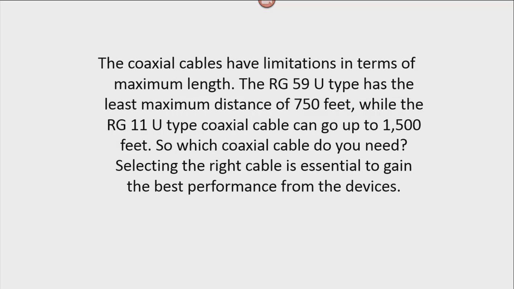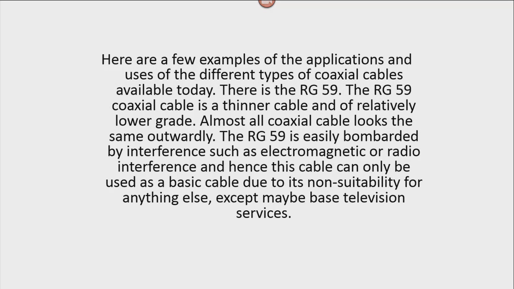The coax cables have limitations in terms of maximum length. The RG59U type has the least maximum distance of 750 feet, while the RG11U type coax cable can go up to 1,500 feet. So which coax cable do you need? Selecting the right cable is essential to gain the best performance from the devices. Here are a few examples of the applications and uses of the different types of coax cables available today.